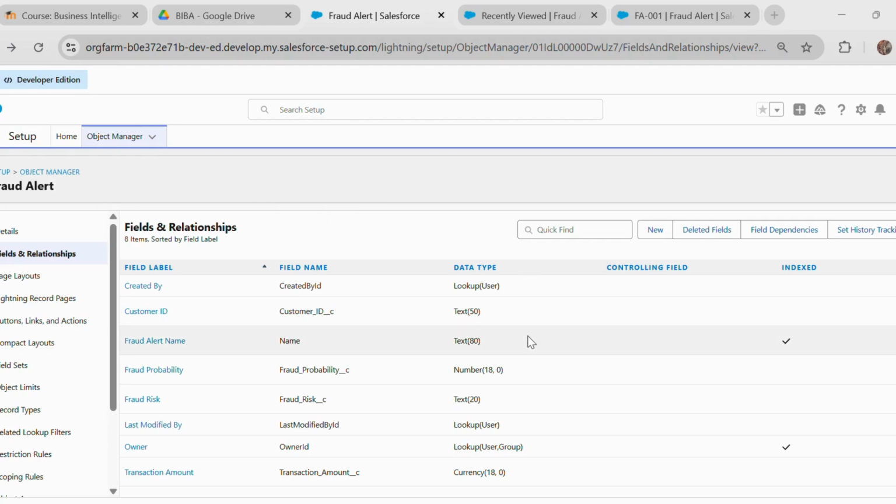Each record represents a fraud alert generated from the processed data. The records contain key fields such as customer ID, transaction amount, fraud risk level, and fraud probability. These fields help in analyzing and tracking suspicious transactions effectively. Custom fields and validation rules are configured to ensure data accuracy and consistency.